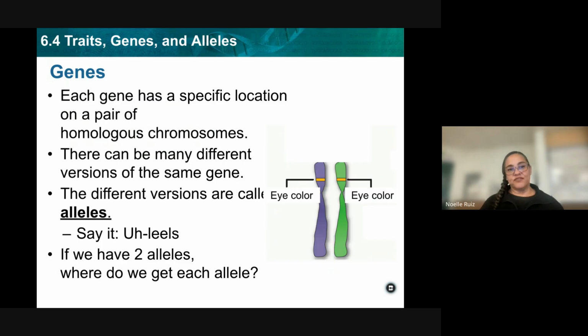And like I said, many different versions of the same gene. So we use eye color as an example. That's a lot of hearts, Daniel. So we know there are several eye colors, not just one. Not everybody has the same eye color. Everybody has a gene for eye color, but the different versions are called alleles.